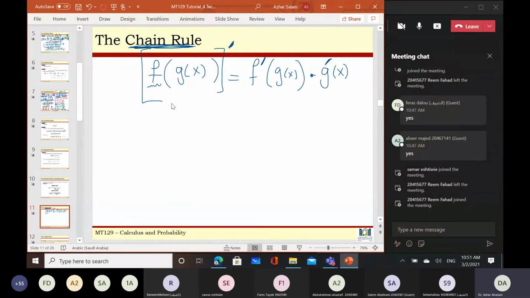عشان أفهم, to understand this concept, for example, let's say that f is the square root. The square root function is the function f. But inside the square root, not only x, I have another function, let's say x squared plus 2x plus 1. Okay, this is actually a function inside a function. I can consider this as a function g.